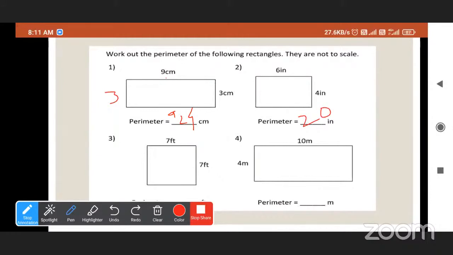Now see the third figure. 7 feet and 7 feet. This is a square. Is it 28? Very good, 28 feet. And the fourth one is 10 meter and 4 meter. Here length is 10 meter and breadth is 4 meter. So what is the perimeter? 10 plus 10, 20, and 4 plus 4 is 8. 20 plus 8 is 28 meter. Good.